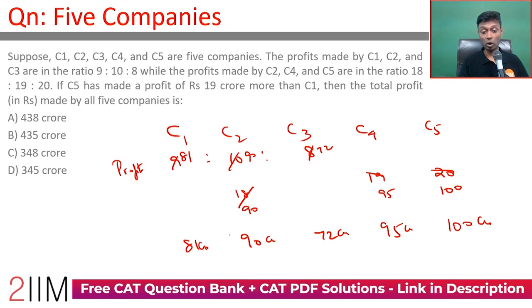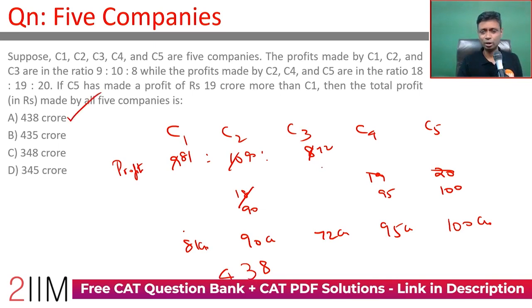Total profit made by all of them put together. The sum of all this. 5 plus 2, 7, 7 plus 1, 8, 8. And 8 plus 9, 17 plus 7, 24 plus 9, 33, 438 crore. Choice A. Done.